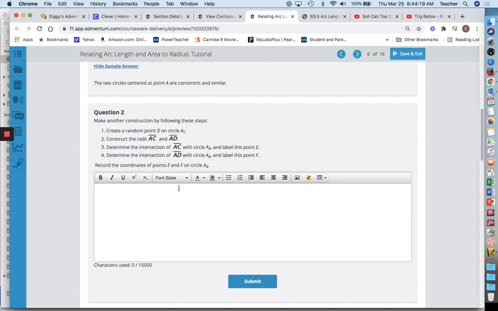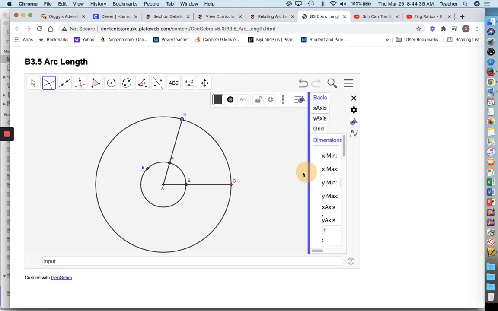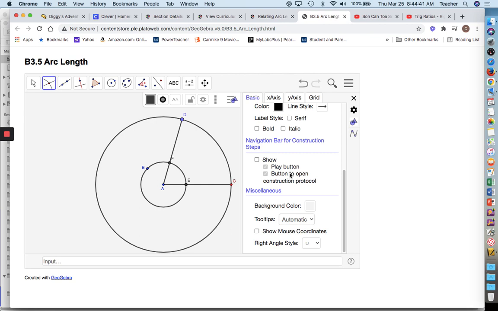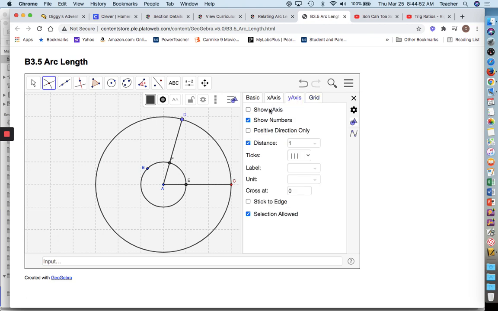Record the coordinates of E and F on circle B. They want just the coordinates. Well, we don't have a chart. That figures. Where can I find it here? Hopefully it's in my stuff. I'm talking to myself more than I am to you guys. Ooh, show grid! Okay, now I'm getting somewhere. Show axis. Oh, fantastic. Beautiful.